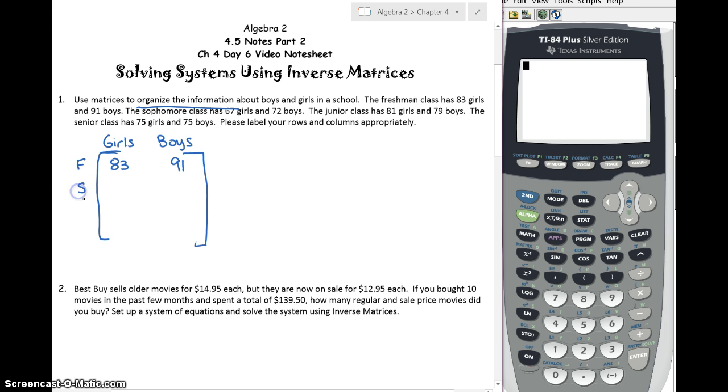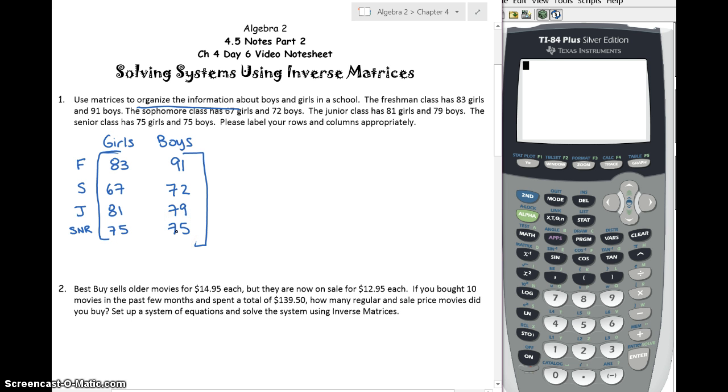Next class is the sophomore class. We have 67 girls and 72 boys. For the junior class, we have 81 girls. I make sure the girls in the junior class line up like I said before, and 79 boys. And then for the senior class, we have 75 girls and 75 boys. So that's one way to organize that information.